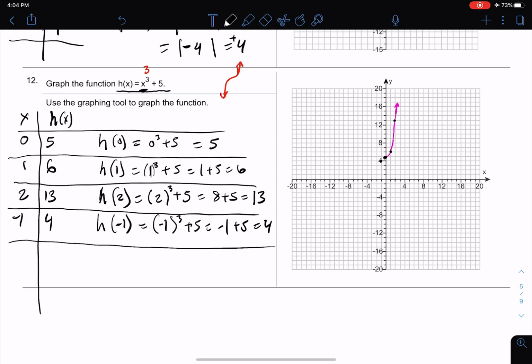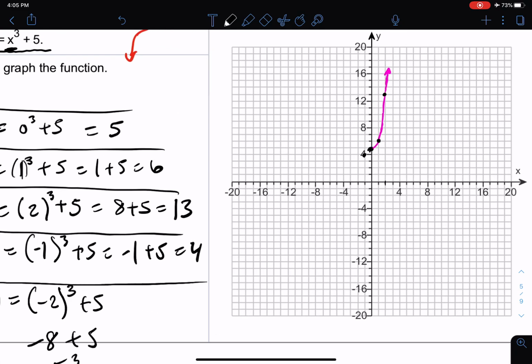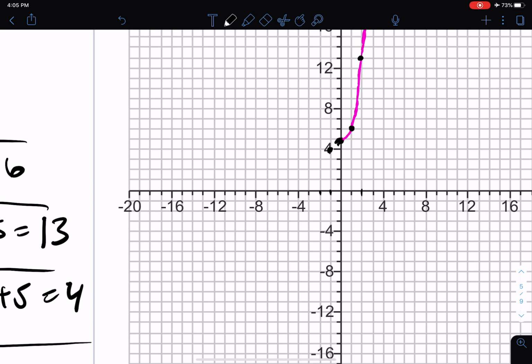Let's see. Let's put one more in. How about -2, just to really drive it home. If I put -2 into this function that says, what do you do to the input? You cube it and you add 5. Well, -2 cubed is -2 times -2 times -2. That makes -8. And -8 plus 5 is -3. So we just got -2, -3. So -2, -1, 2, 3. And so now you can definitely see that this is having a different look than a parabola for sure.